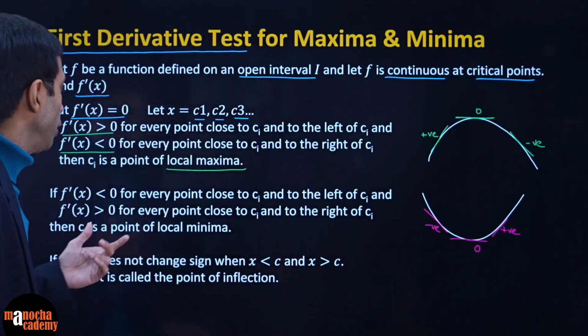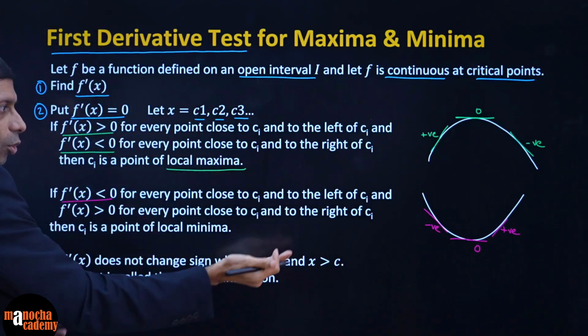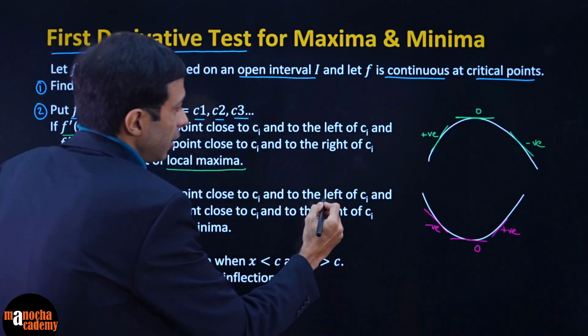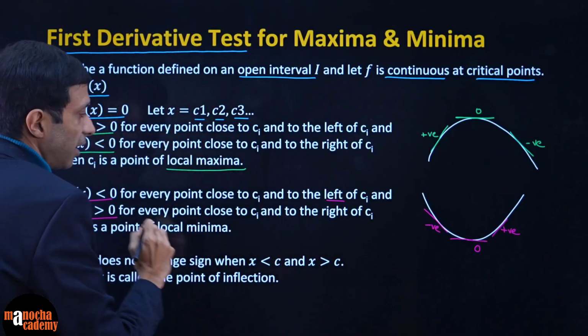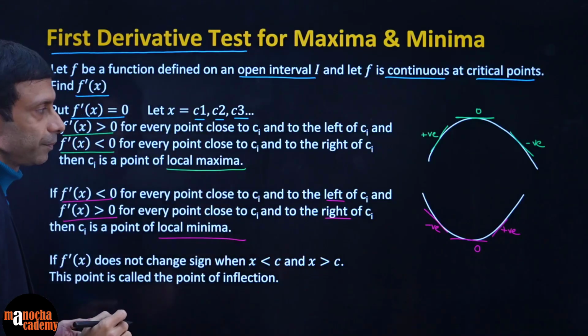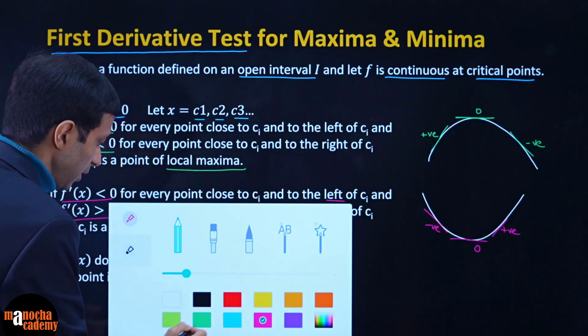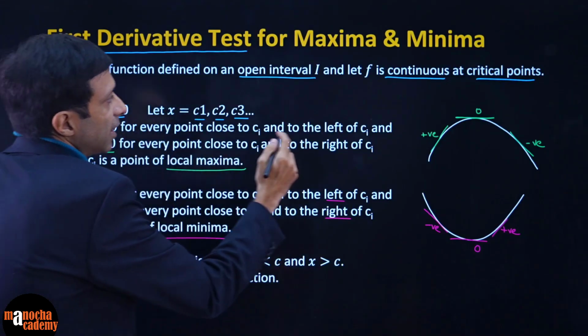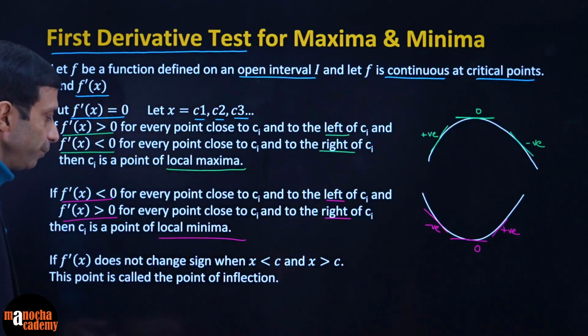So at the minima point, you can clearly see f dash x is less than 0 to the left of it, right? And to the right of it, f dash x is greater than 0, and this is a point of local minimum. Okay. Similarly here, we were testing for greater than 0 to the left and to the right.